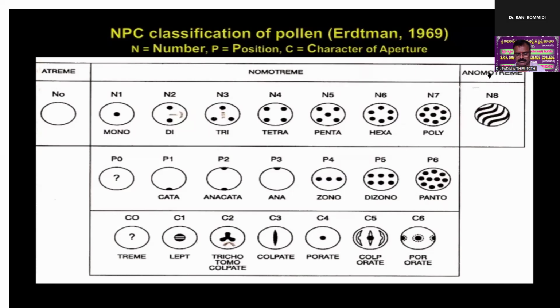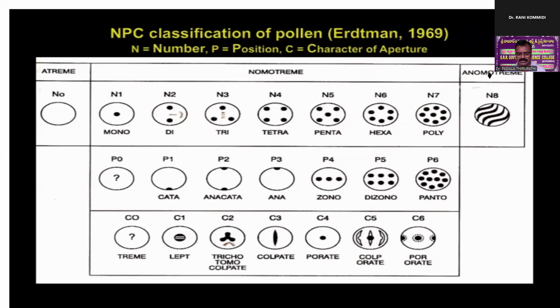So first number, second position, and third one is the character. The groups are 7 types, C0 to C6. In this, if the character of the aperture is not known, it is designated as C0.